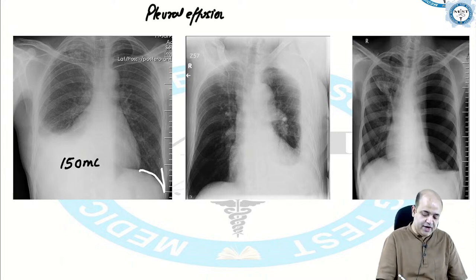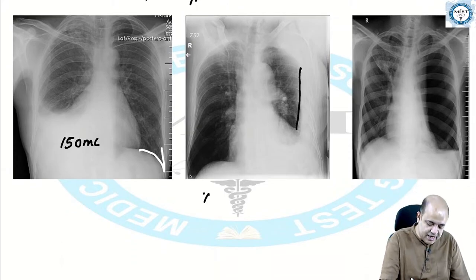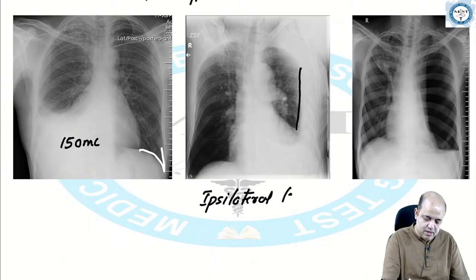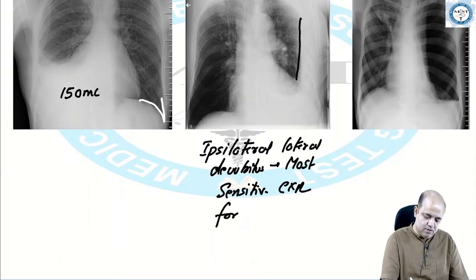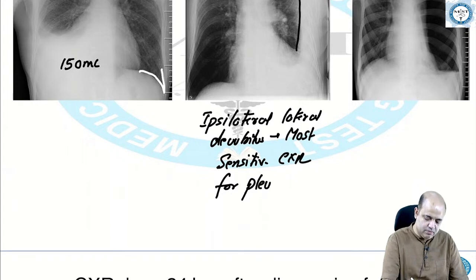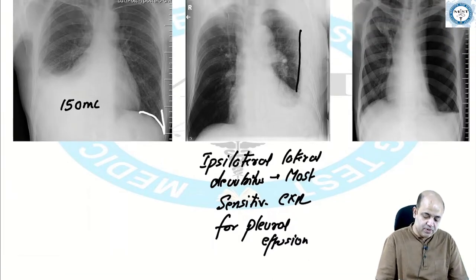Most sensitive radiograph is the ipsilateral lateral decubitus. Lateral decubitus is the most sensitive chest X-ray for pleural effusion.